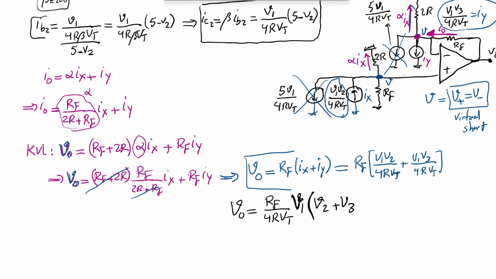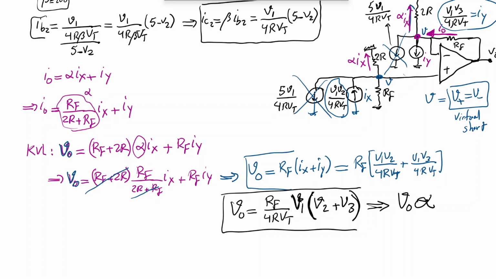So overall, we found the formula that relates output to input, and of course, be careful, it's 4 times, not 2 times, as I said at the beginning. So therefore, we can easily say it means exactly as we targeted. Vout, a small signal, is linearly proportional to the product of a small signal V1 and the sum of V2 plus V3, as we desired and claimed at the beginning of this analysis.